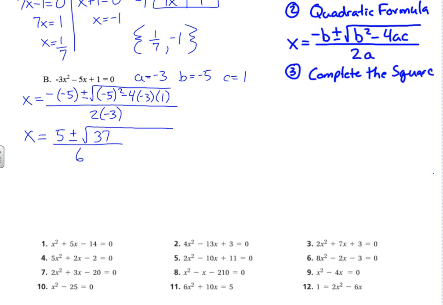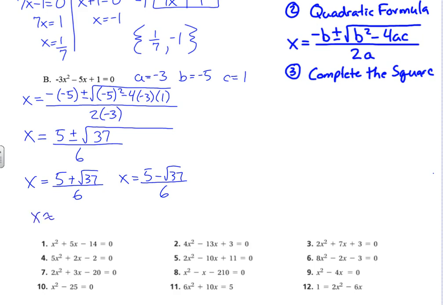So we really have two answers here. One of the answers is x is 5 plus the square root of 37 over 6, and the other answer is 5 minus the square root of 37 over 6. Now, if the square root of 37 would simplify, we could see if there's a perfect square that goes into it, but in this case it doesn't.